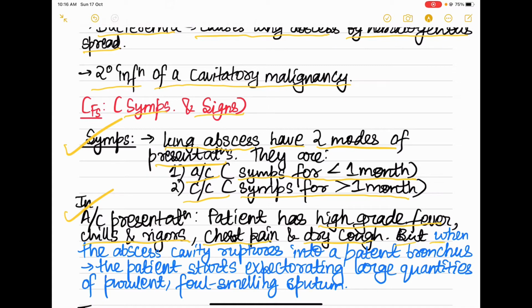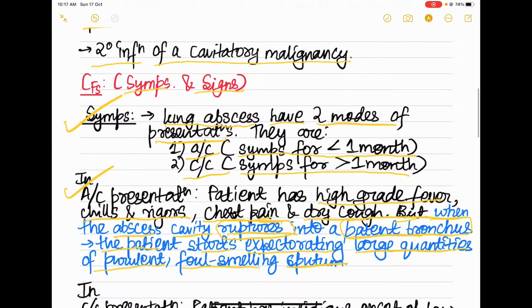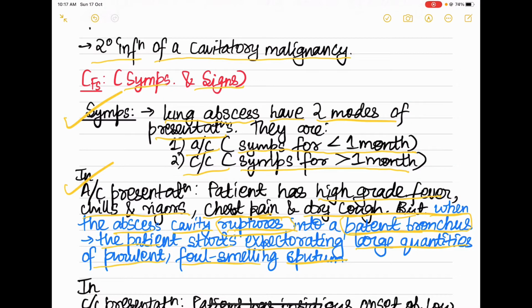But when the abscess cavity ruptures into a patent bronchus, then the patient starts expectorating large quantities of purulent, foul-smelling sputum. So initially the patient will present with dry cough, but when rupture of lung abscess occurs into a patent bronchus, then the patient will start expectorating large quantities of purulent, foul-smelling sputum.